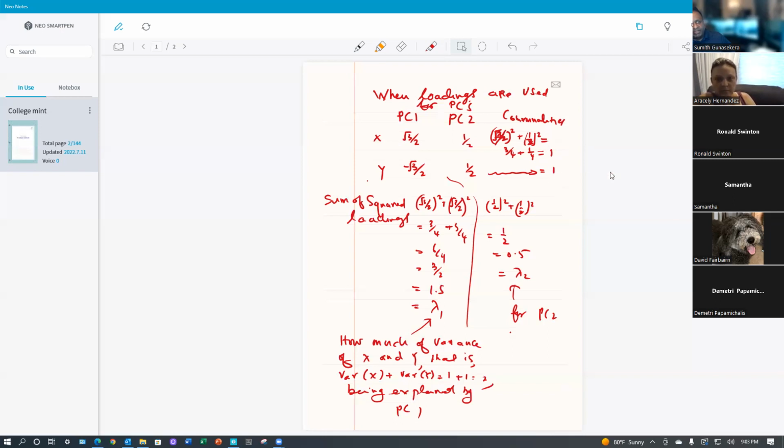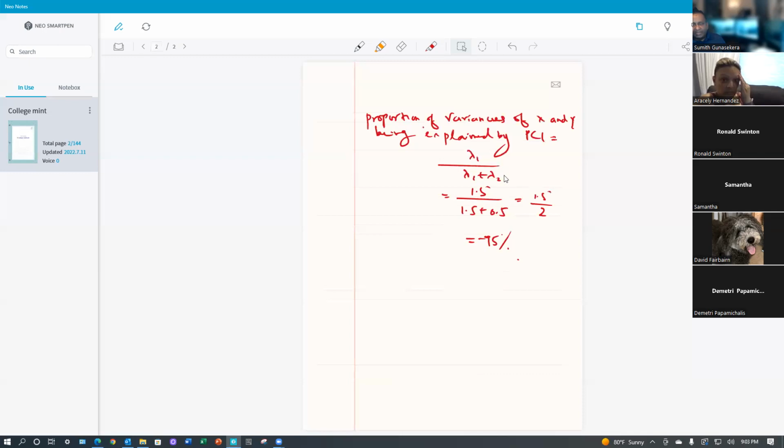But the total variance is between x and y, both. Because we're going to take into account these two together and these two together at the same time. When you go this way and this way, you are adding these two together. Then you can say that's how you get a fraction. Here too you get a fraction, lambda 1 plus lambda 2. Proportion of variance of x and y being explained by PC1 and PC2, it has to be explained that way.